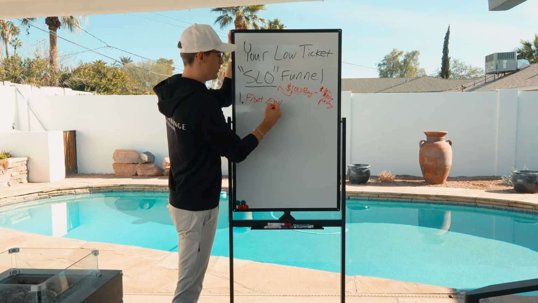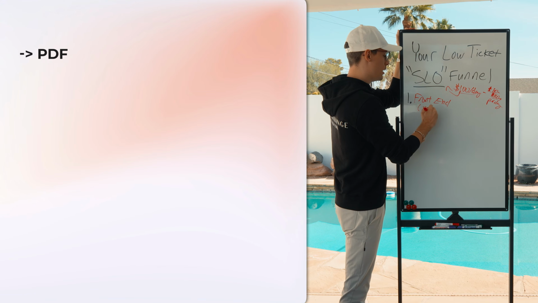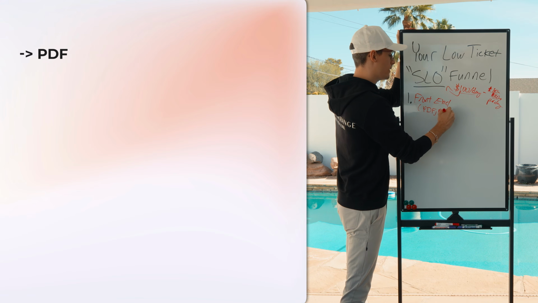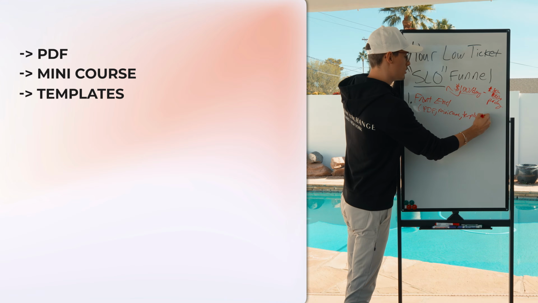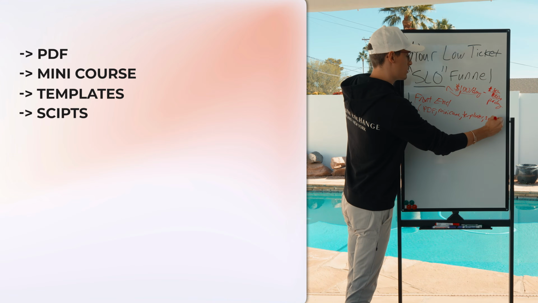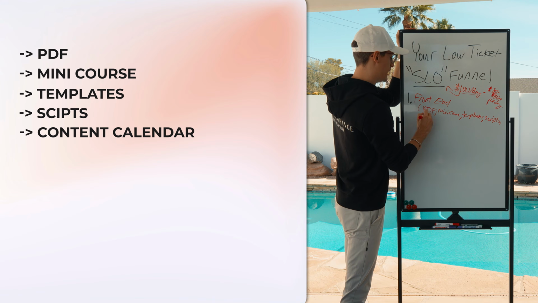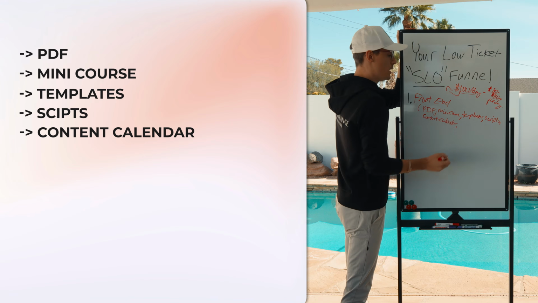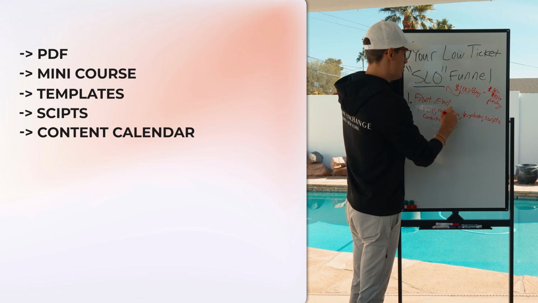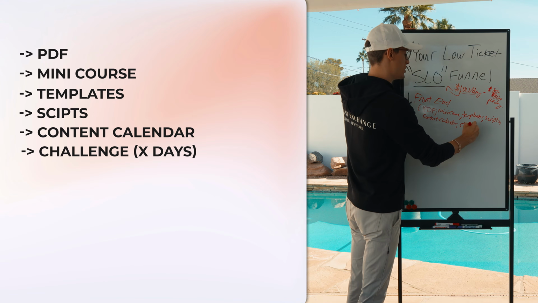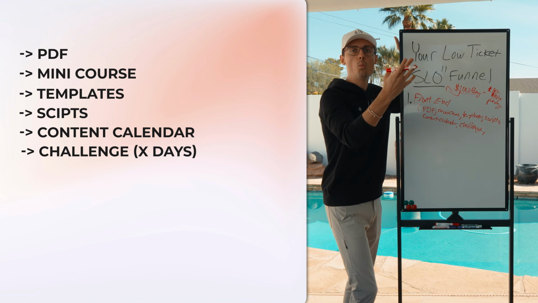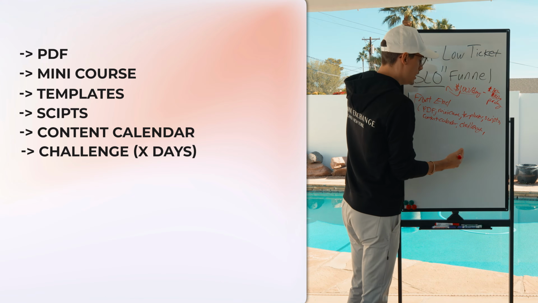So what's your front end gonna be? Your front end's gonna be a PDF, a mini course, templates, scripts, maybe a content calendar. You've seen those from people who do low tickets. What else? You can do not just a mini course, but also a challenge. You could charge people $7, $9, $17, $27 for a 3-day challenge, a 1-day challenge, whatever it looks like.